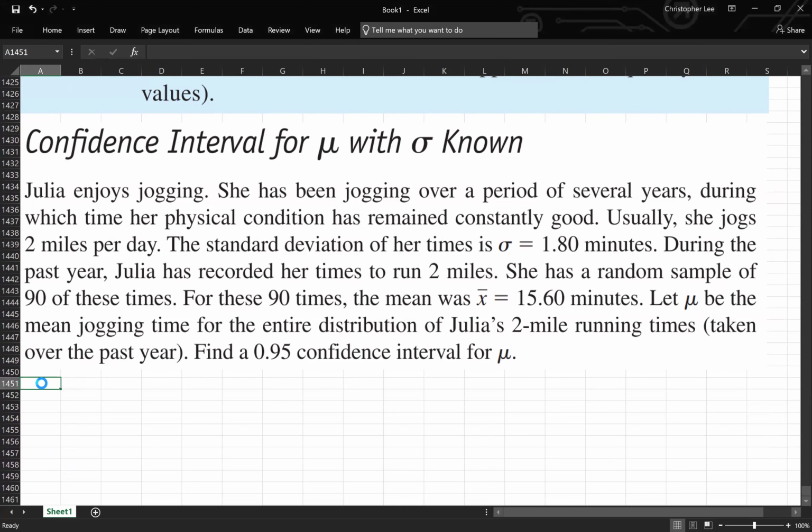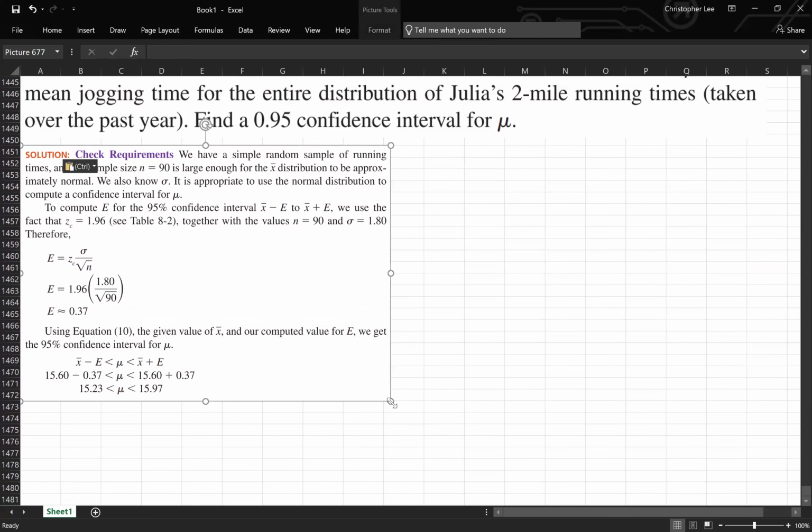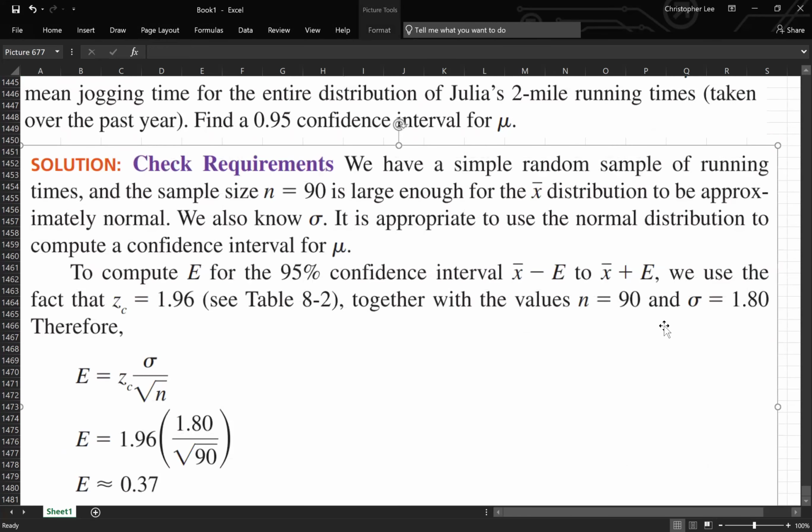It's going to be good right here. All right. Just blow that up real quick. Make it readable.